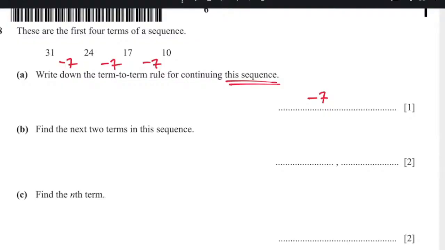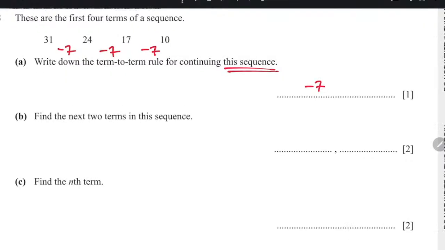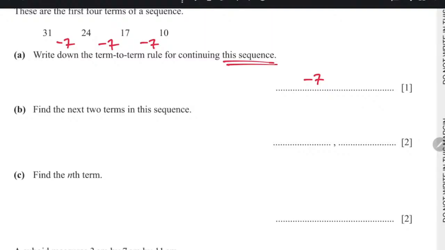Term to term. You just subtract 7. So you can say it is just n minus 7. Yeah, you can say minus 7 is like to say subtract 7. Write down the next two terms in the sequence. You subtract 7 again, you get 3. You subtract 7 again, you get negative 4. So it's 3 and negative 4.